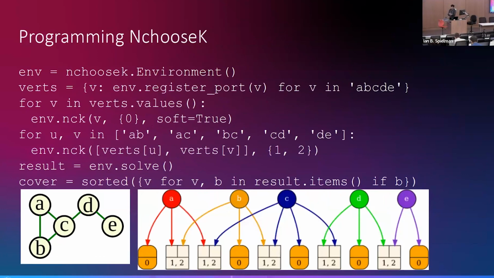So now for the implementation of nChooseK, we have chosen Python. And this is how the implementation looks for the minimum vertex cover problem. Here you can see that the generic flow is such that we set up an nChooseK environment, then we register constants and ports that we need, and then we pass as arguments the vertex sets and the k values for each of the constraints, and the soft constraint is also included in there. Then we solve, which gives us the vertex cover for the graph.